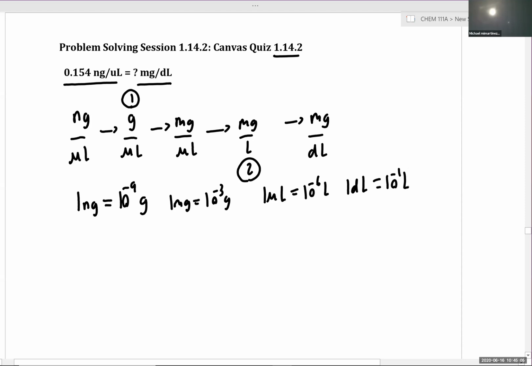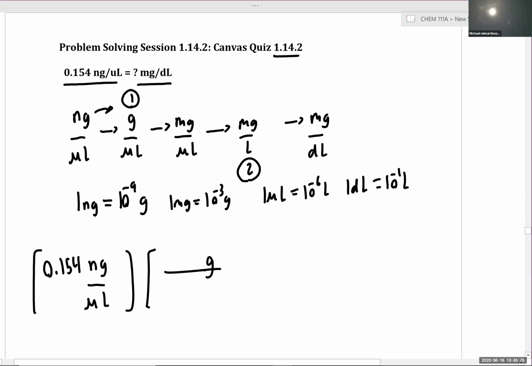Okay, so now that we have all of our equalities set up, we're going to write out our number containing both of our units. So we have nanograms per microliter. So in our first step, we're going from nanograms to grams. So we're going to put units of grams on top and nanograms on the bottom. Remember, the power of 10 always goes with the base unit.